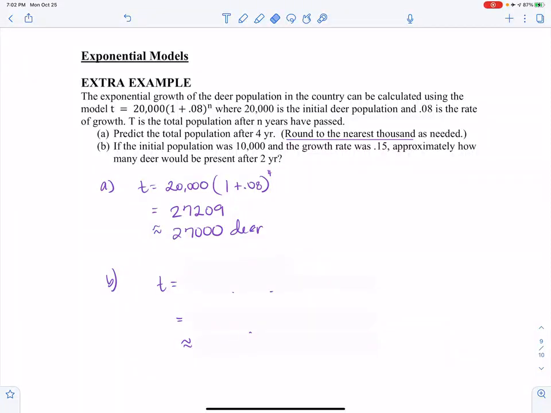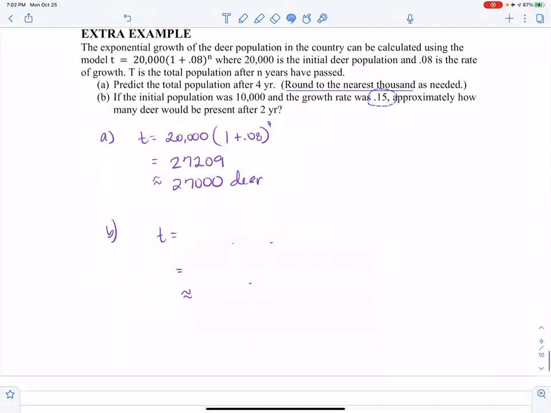Now, part B asks us a different question. It says if the initial population is different, let's say it's 10,000, and now the growth rate is 15%, or 0.15, approximately how many deer are going to be present after 2 years? So again, we'll use the same formula, except that we're going to just change some of the numbers in our formula. So the initial amount is going to be that 10,000. My rate of growth is going to be 15%. And the number of years now is going to be 2 years.